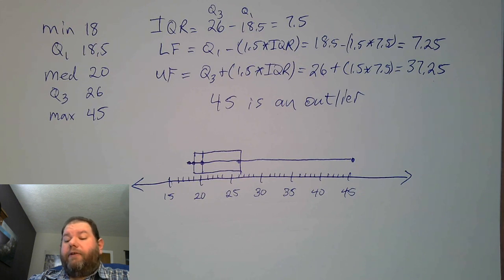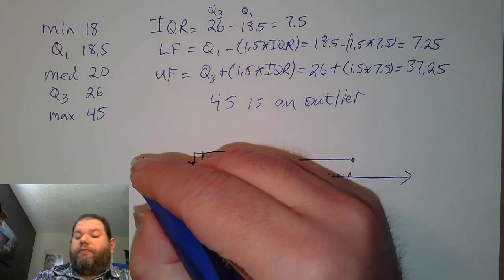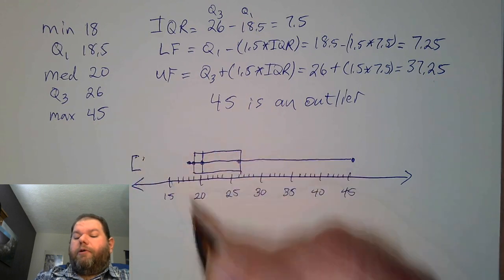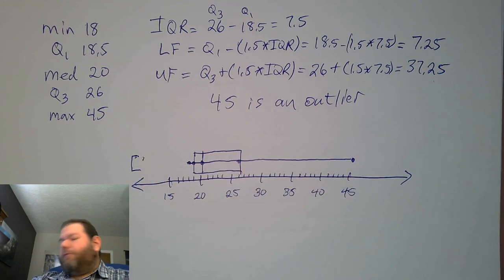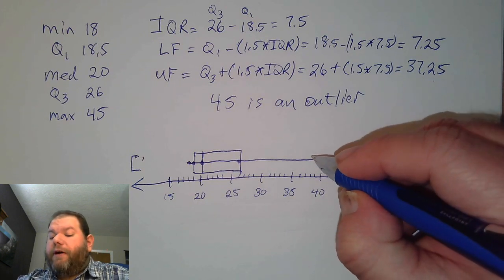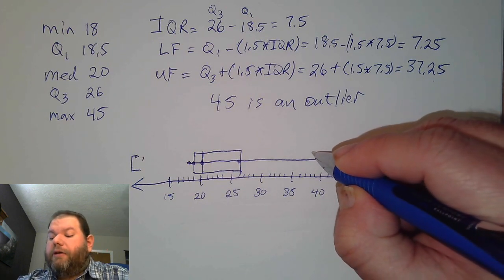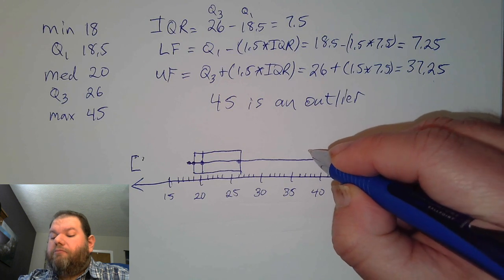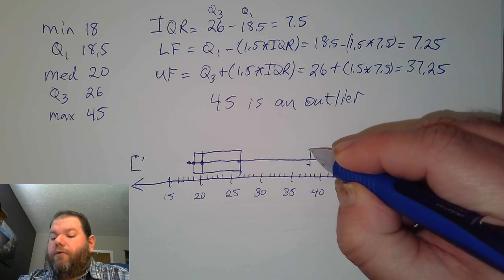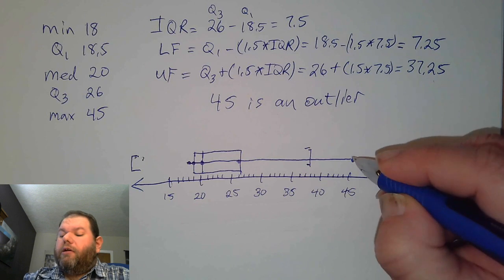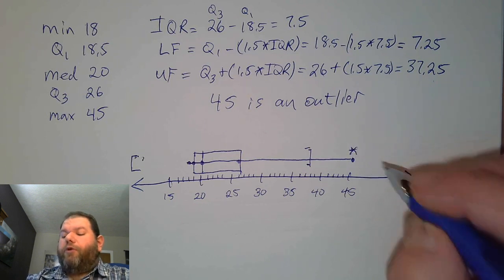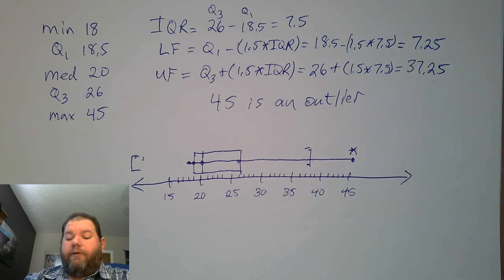Our lower fence is at 7.25, which I didn't really mark on our number line, but you can find it somewhere around there. Our upper fence is at 37.5, which would be about halfway in between 35 and 40. And we have an outlier at 45, so I'm going to mark that with an asterisk.